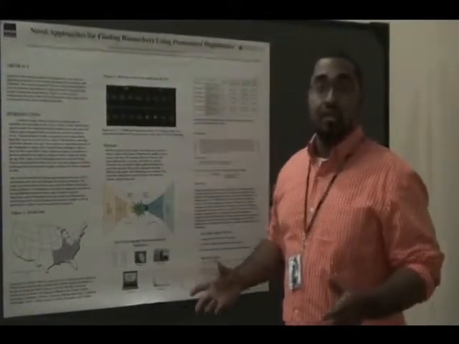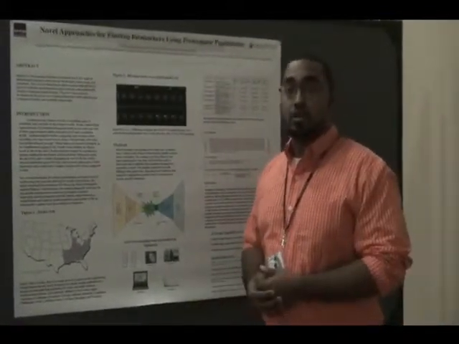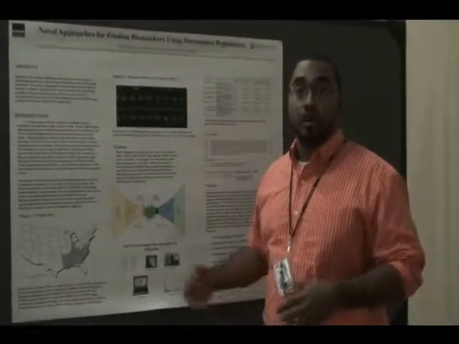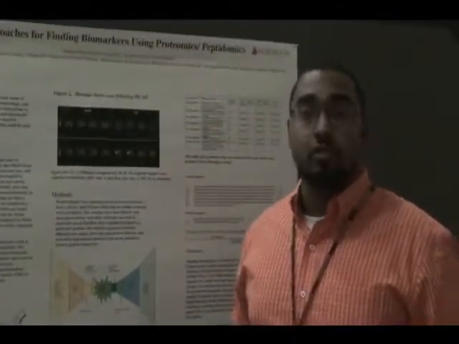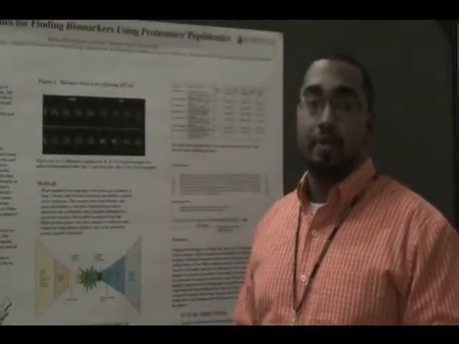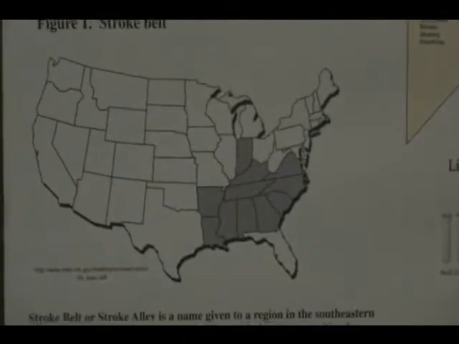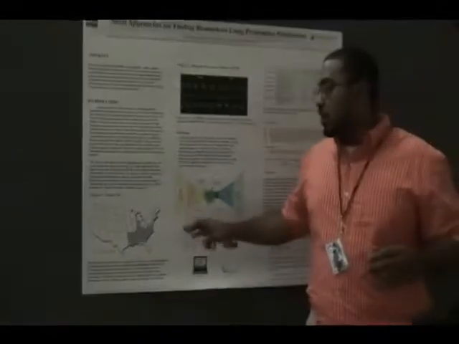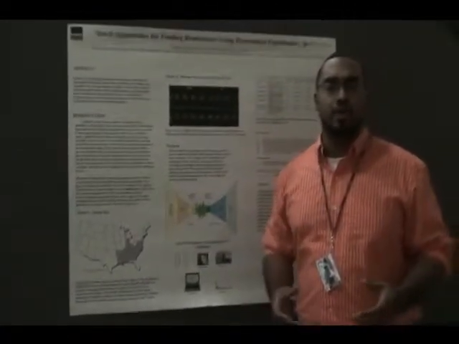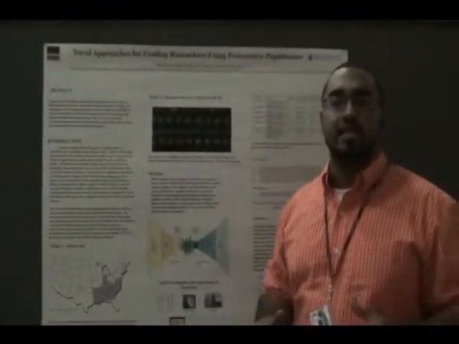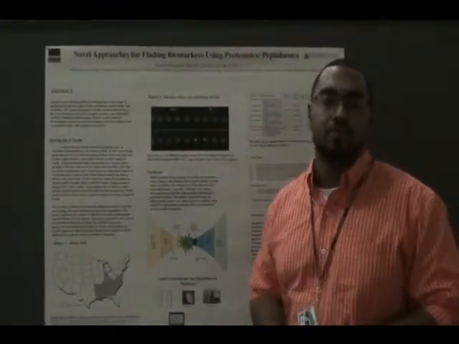Stroke is a big deal. There are over 500,000 strokes that occur every year. Of those strokes, we see a large percentage of them happening in the southeastern region of the United States, known as the stroke belt, which is found here. In this region of the United States, unfortunately, there are a lot of rural areas. In those rural areas, they don't have very good access to care or adequate care for people who have strokes.